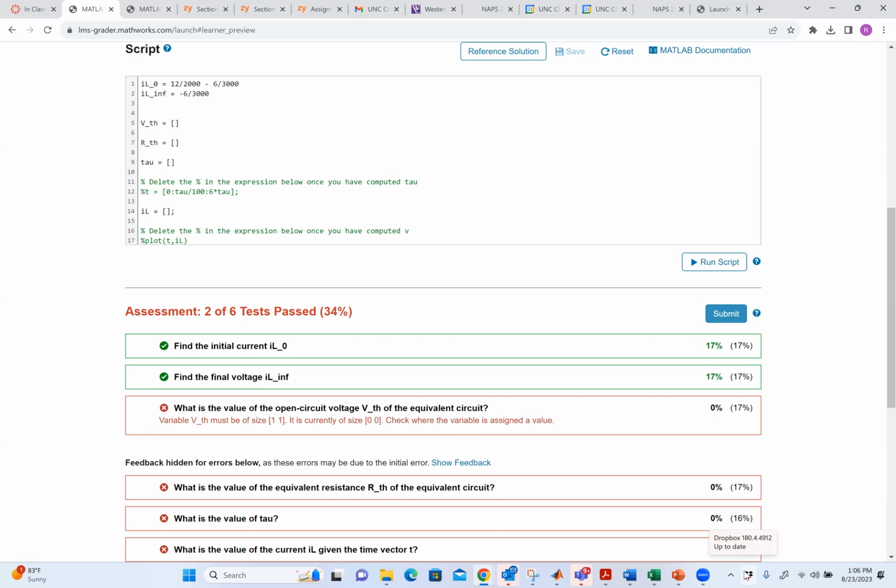And again, even for what I did here, where I did 12 over 2000 minus 6 over 3000, you don't have to do it that way if you don't want to. I made MATLAB do the math. You could have your calculator do it if you wanted to, and you could put in whatever your calculator gave you. Your calculator, at least for the second one, would have given you negative 0.00 something. You could put that in there if you wanted to.